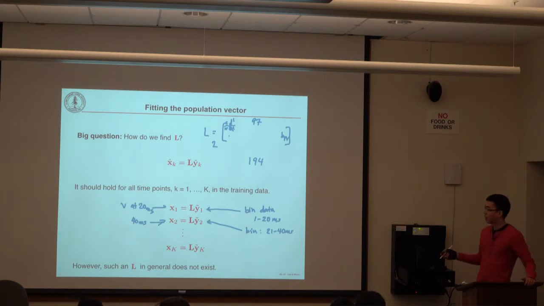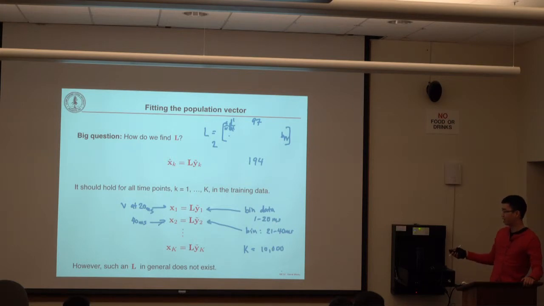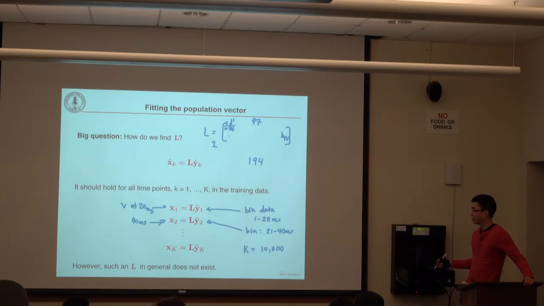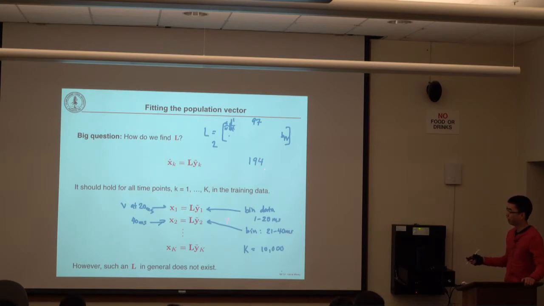All right, so let's say that we recorded the monkey reaching and his simultaneous neural data, and we have k equals 10,000 time bins. And so this means that we have 10,000 times 20 milliseconds, and so I think that's 200 seconds of activity. And so here we'll have 10,000 equations, and we'll have to find 194 parameters that satisfy these 10,000 equations.